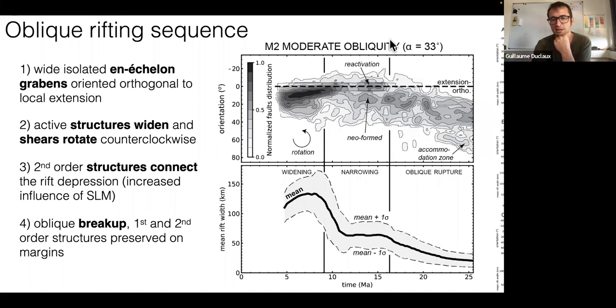And at some stage now, breakup is propagating from the side of the model and entering the central part of the model, and you've got an accommodation zone which is formed there between your segments of oblique rift that we see in the system.